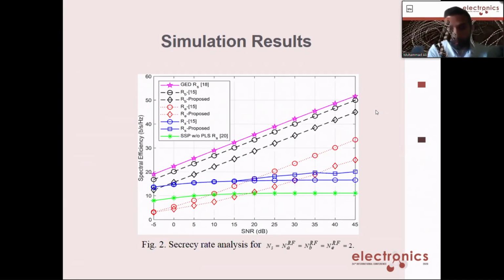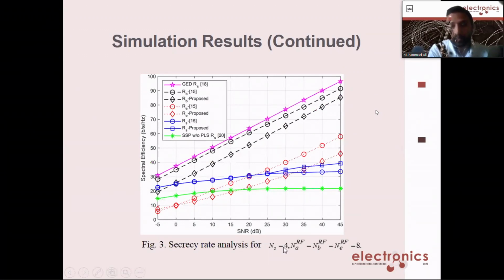In the next case, you can see that here we are selecting data stream 4 and the number of RF chains is equal to 8. Again, you can see that at low SNR values, our proposed model shows similar results. However, at high SNR values, our proposed method shows better results.